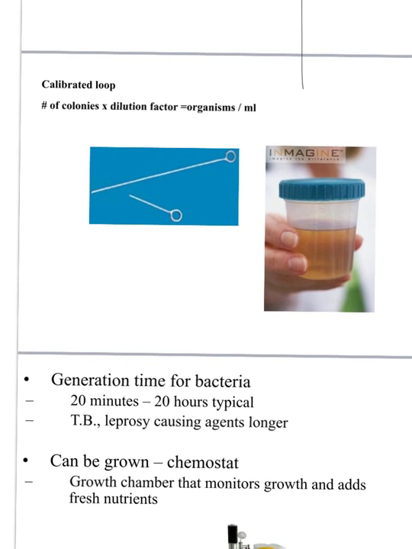Okay, a calibrated loop. So the idea behind this, which is used for urine testing, is they take a single use loop that's calibrated, and you know how much is in there. Usually it's about 10 microliters in each one of those loops. So you take the loop, you dip it in the urine, and then you spread it on a plate. And you can figure out how many organisms are growing in the urine. So it's really straightforward too.